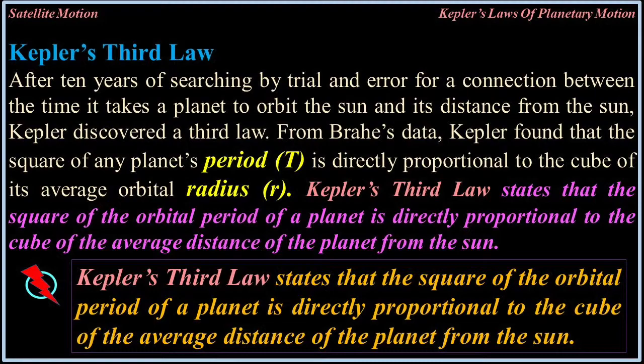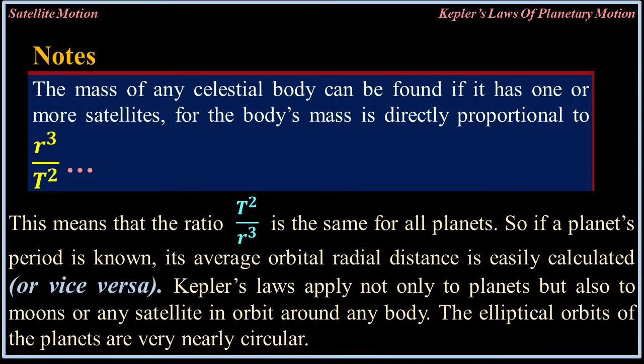Kepler's third law. After 10 years of searching by trial and error for a connection between the time it takes a planet to orbit the Sun and its distance from the Sun, Kepler discovered a third law. From Brahe's data, Kepler found that the square of any planet's period is directly proportional to the cube of its average orbital radius. Kepler's third law states that the square of the orbital period of a planet is directly proportional to the cube of the average distance of the planet from the Sun.